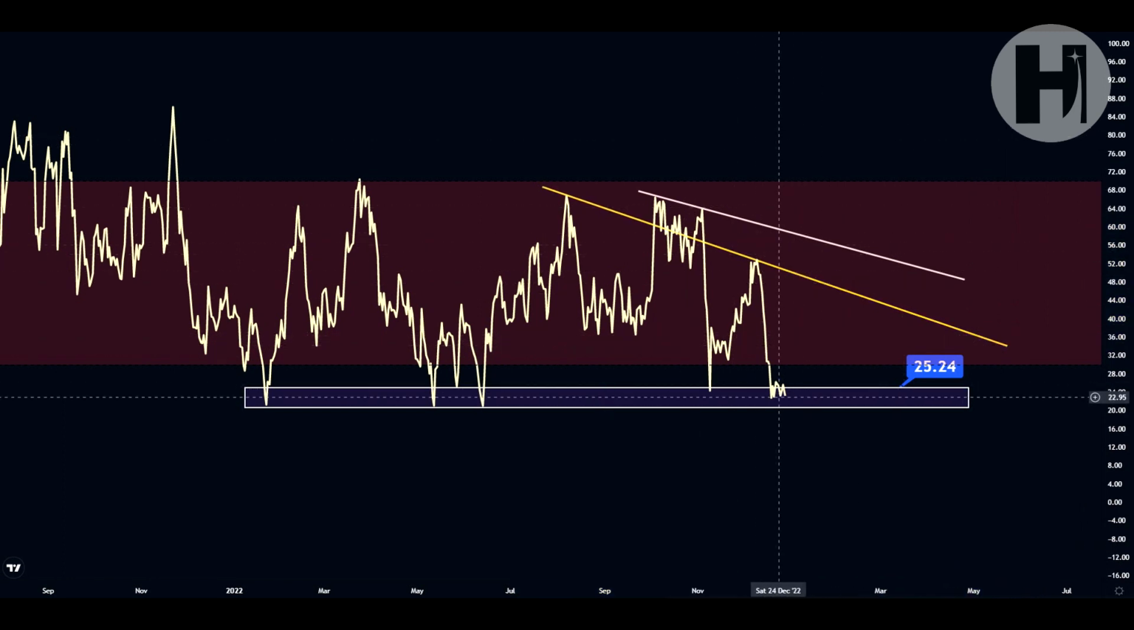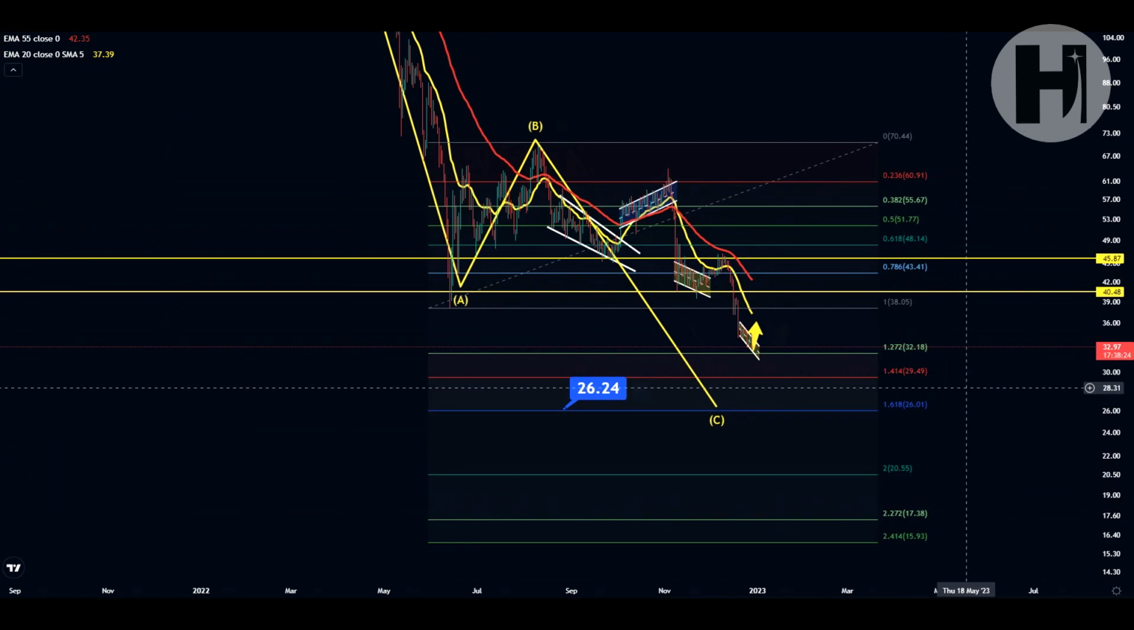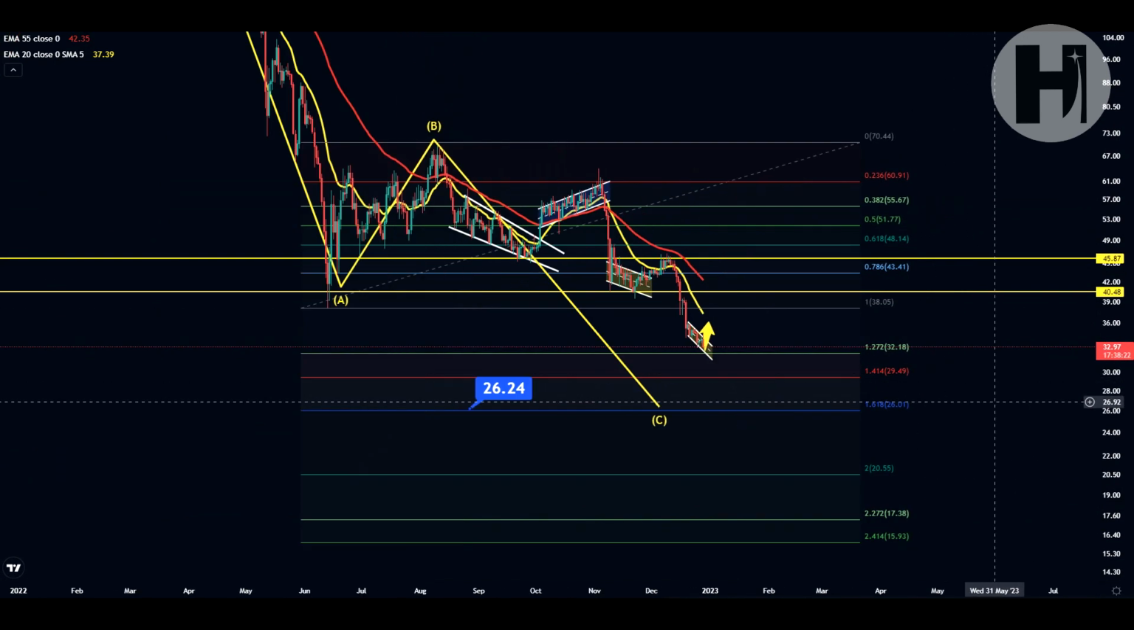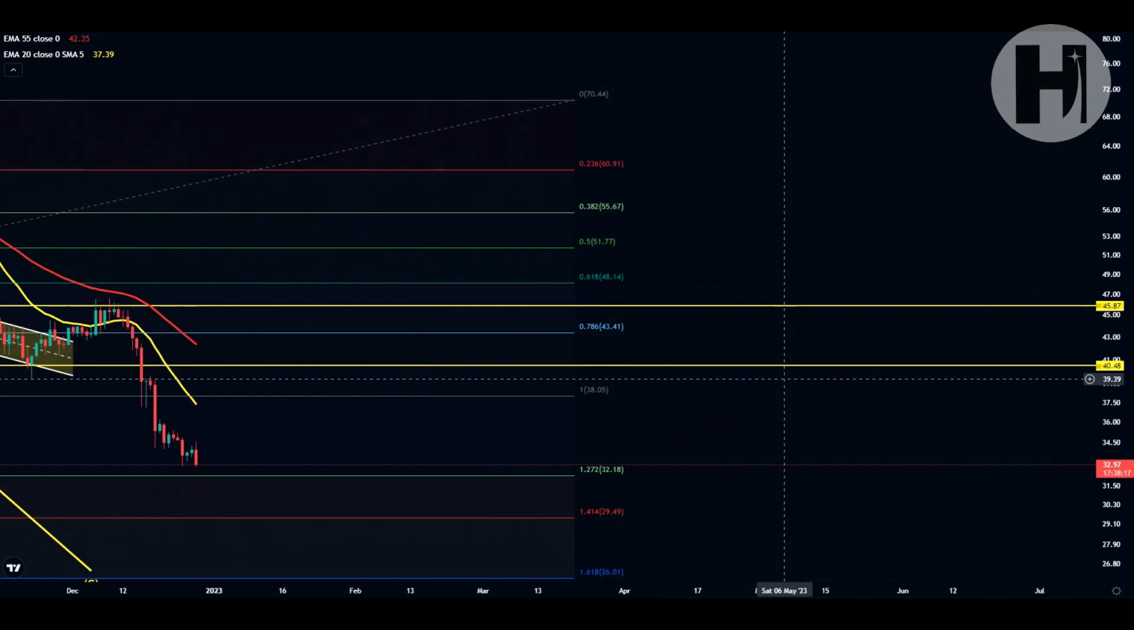But for now, on the daily RSI, we are very much in the oversold. So this is a strong buy from me. And let me just bring back the large Fibonacci retracement just so we can have it on the chart.